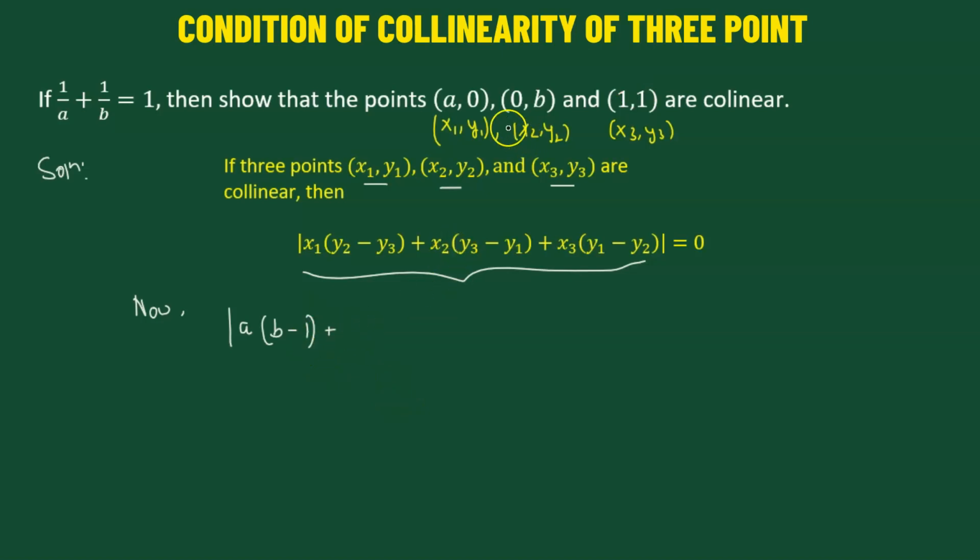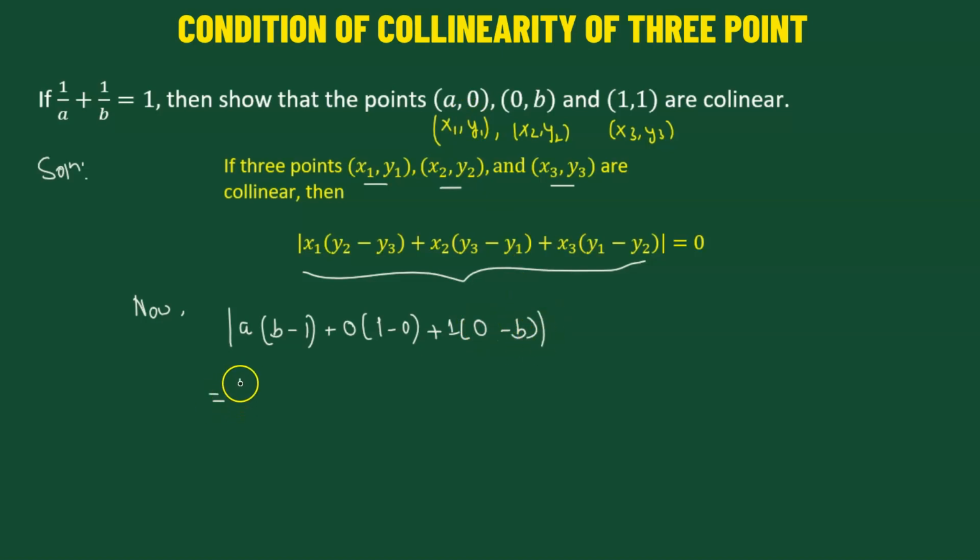Added to x2. x2 is 0. So 0 is multiplied by y3 minus y1. So that's going to be 1 minus 0. Plus we need x3. So x3 corresponds to 1. So 1 will be multiplied by y1 minus y2. So that's 0 minus b.